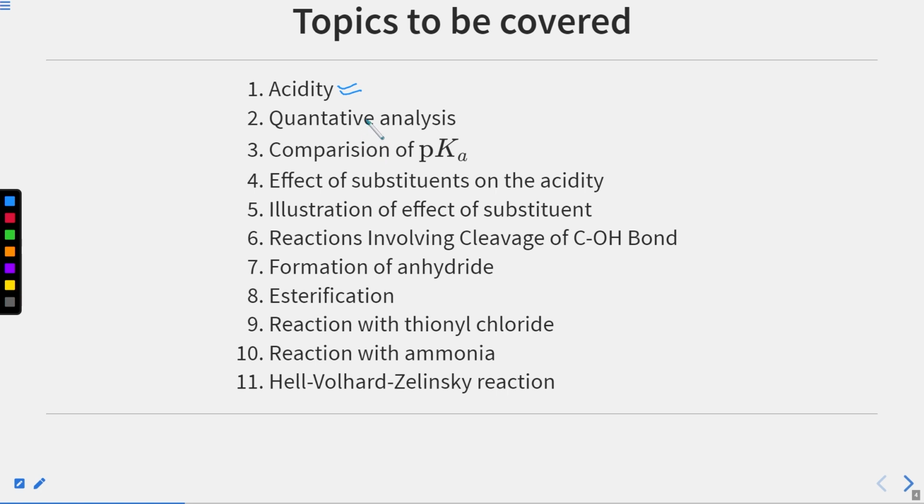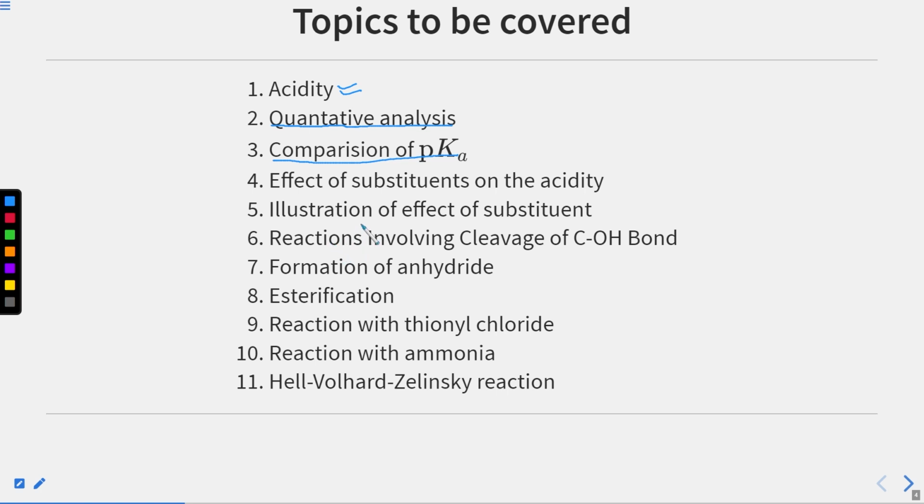Then we will do the quantitative analysis of the acidity, that is, how can we put a measurement scale on the acidity? What are the parameters that we can use? Talking of that, we will see pKa. Later on we will see the qualitative analysis, basically the effect of substituent. As we introduce more and more substituents on the carboxylic acid part, we'll see the acidity variation. Then we will move to the illustration, that is, how this effect of substituent can be understood with the help of some examples.